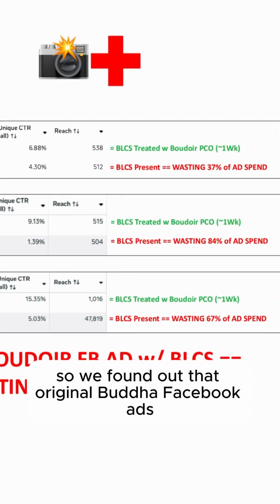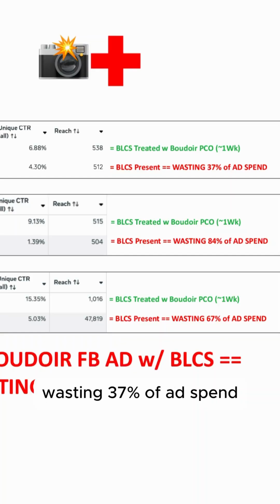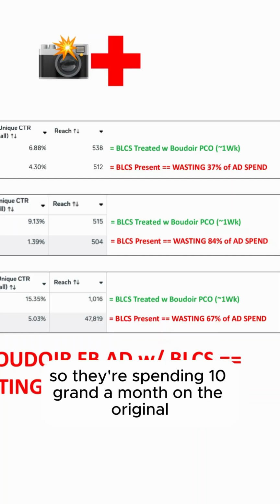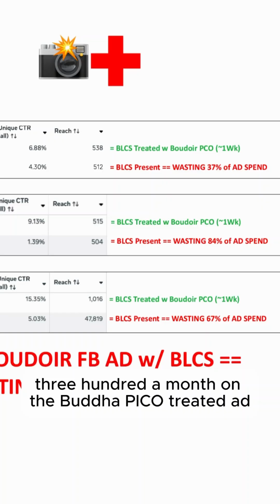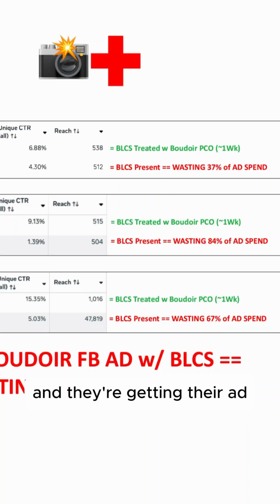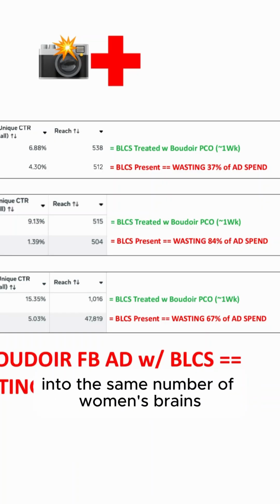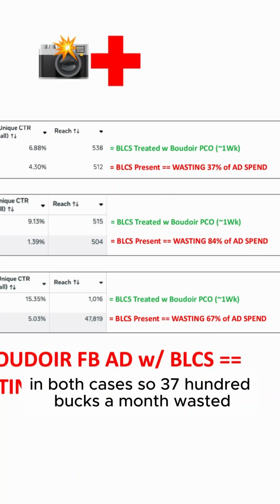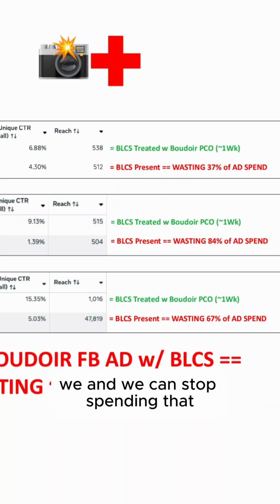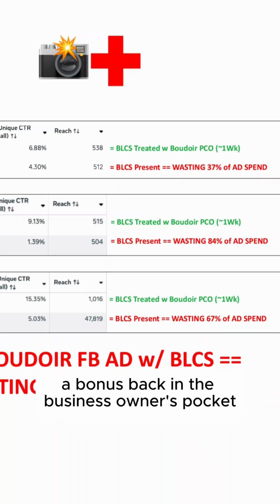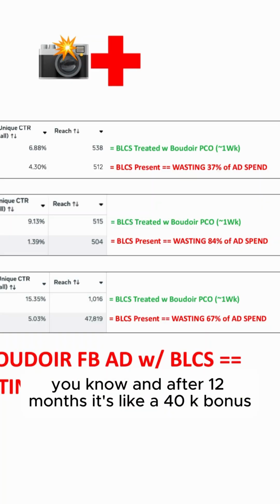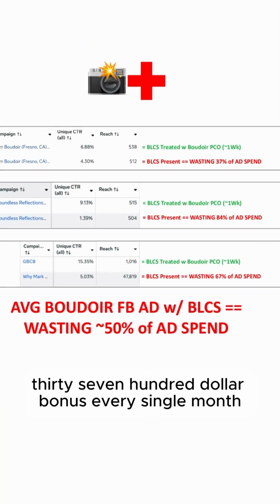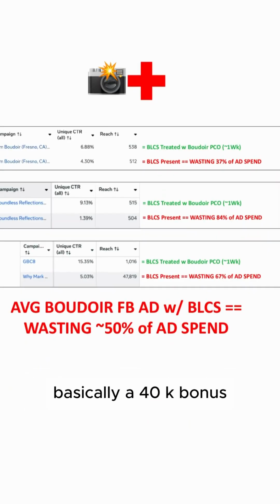So we found out that original Boudoir Facebook ad was wasting 37% of ad spend. So they're spending 10 grand a month on the original. They now only have to spend 6,300 a month on the Boudoir Pico treated ad, and they're getting their ad into the same number of women's brains in both cases. So that's 3,700 bucks a month wasted. We can stop spending that, and that's kind of a bonus back in the business owner's pocket because they don't have to spend it anymore. And after 12 months, that's like a 40K bonus. So $3,700 bonus every single month, basically a 40K bonus.